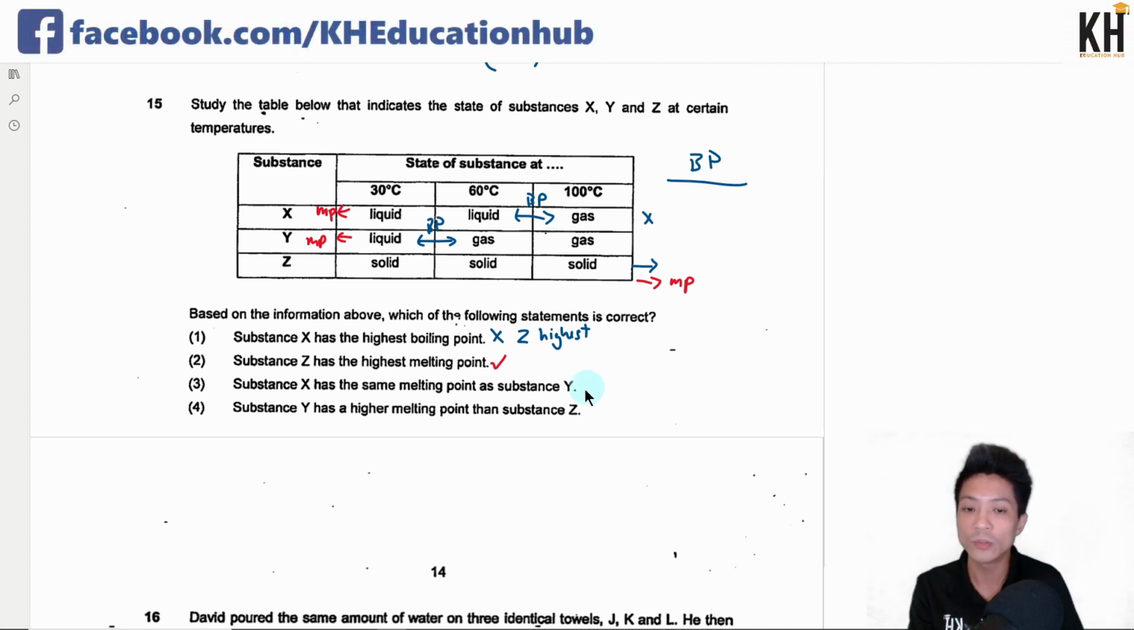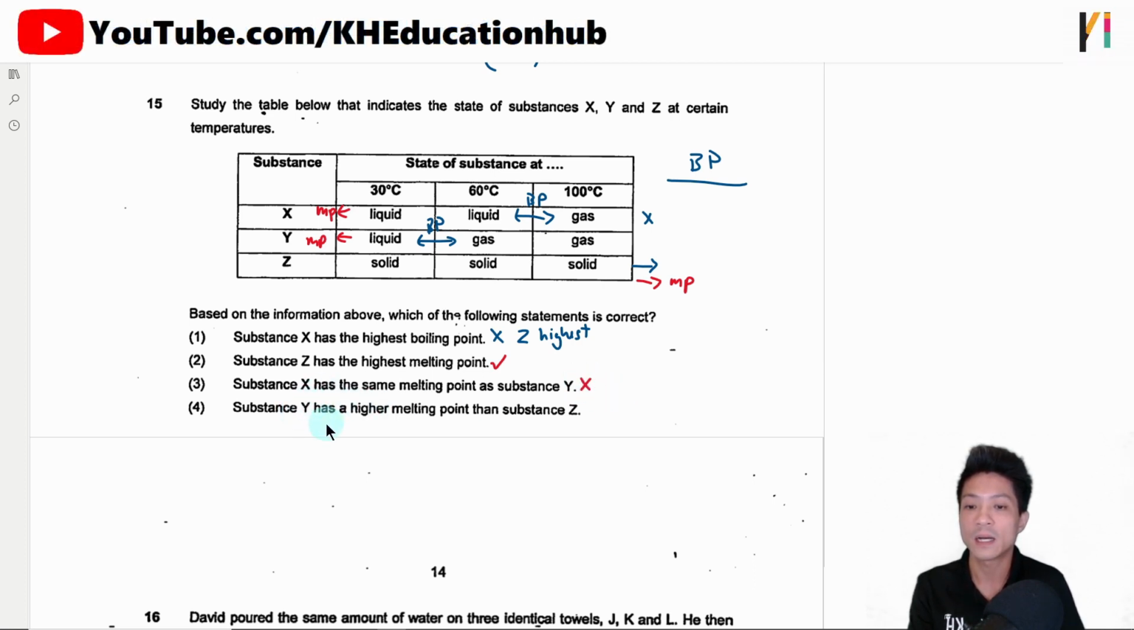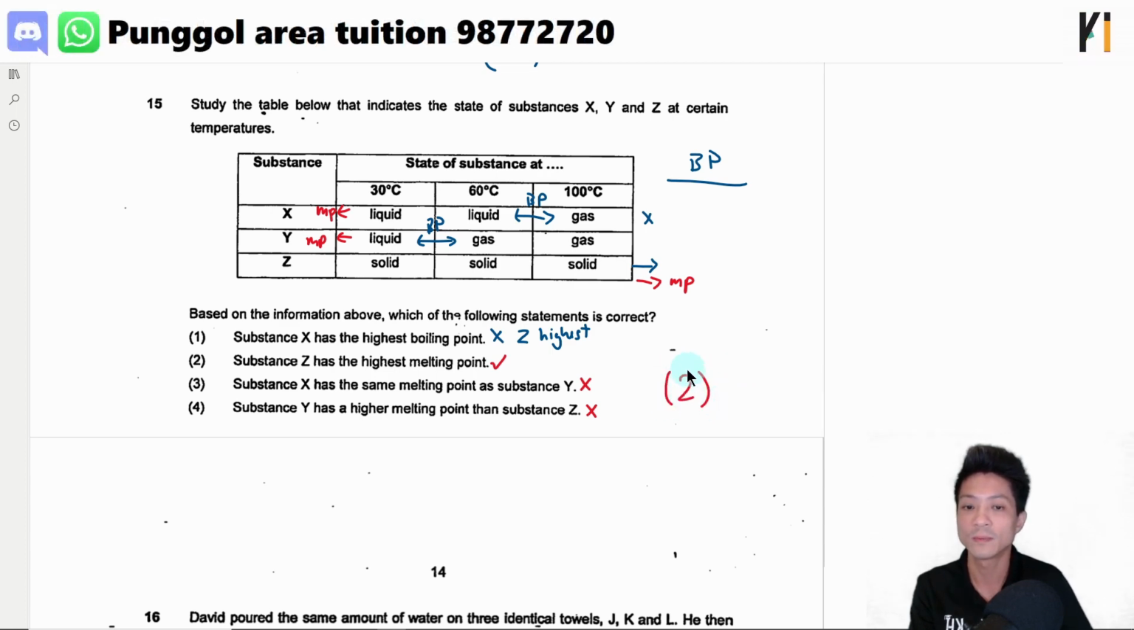We do not know what is the exact melting point. Substance Y has a higher melting point than Z. No, because Z has the highest melting point. Okay, so the answer for this question will be number 2.